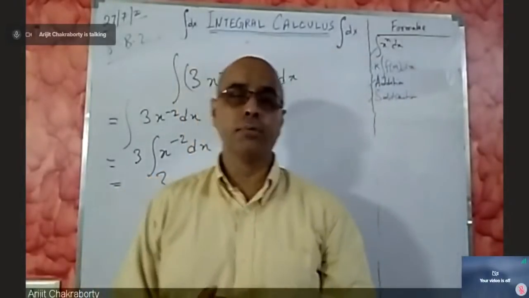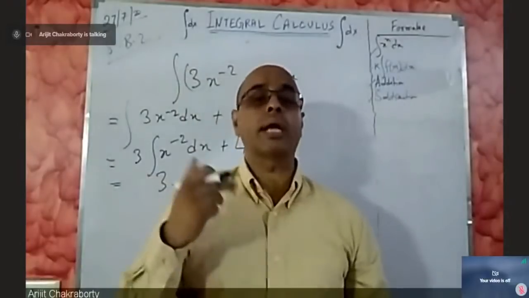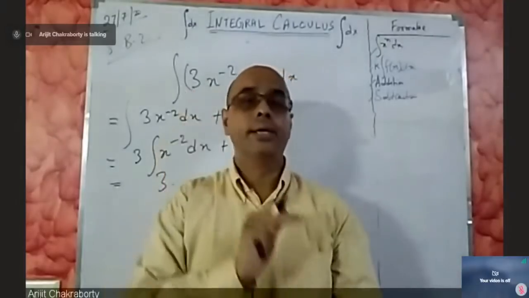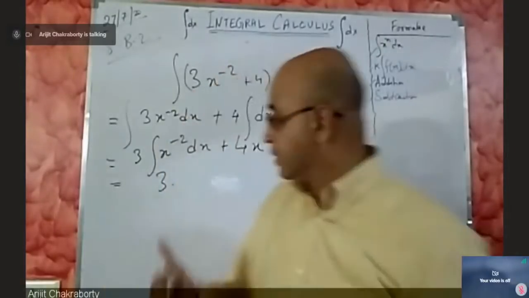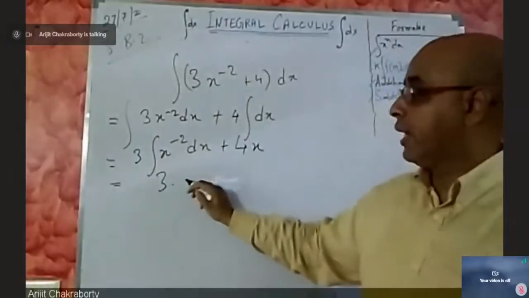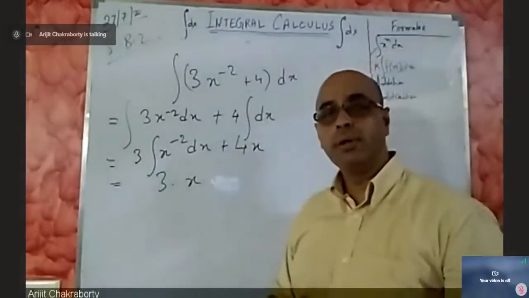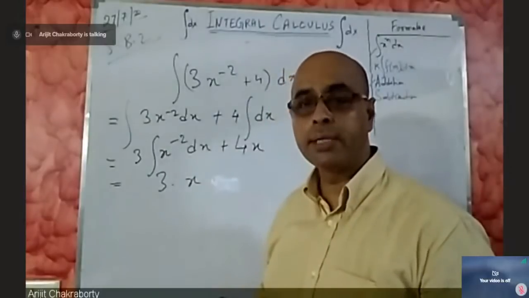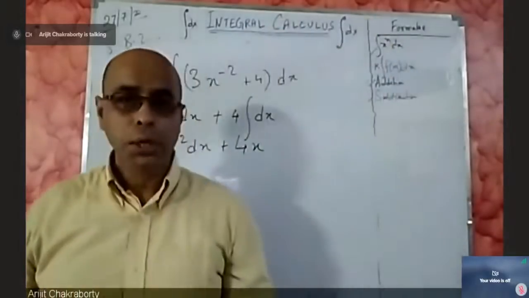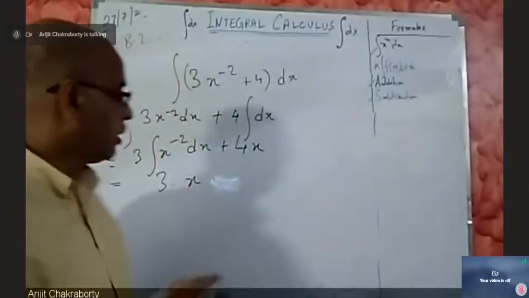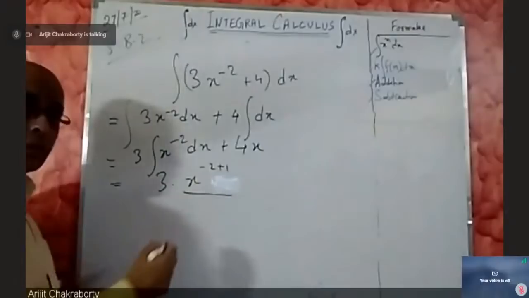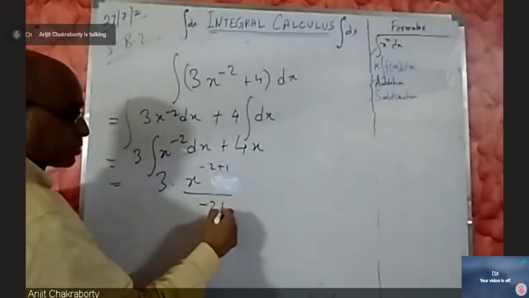The power function rule says that the integral of x to the power n dx is equal to x to the power n plus 1 divided by n plus 1. So here we have x to the power minus 2. That means n is minus 2. N is equal to minus 2. So n plus 1 will be minus 2 plus 1. Here in the denominator also it will be minus 2 plus 1.